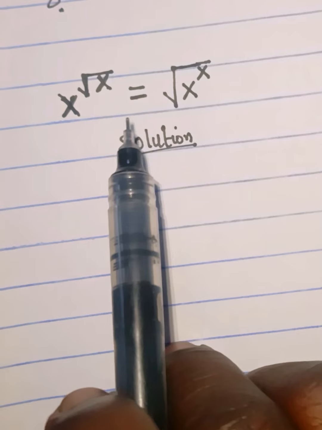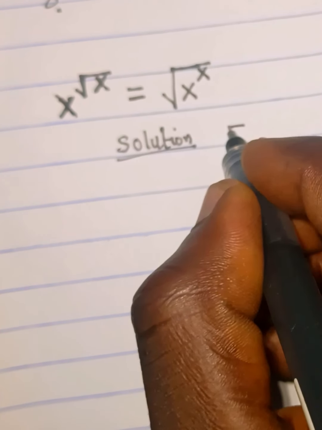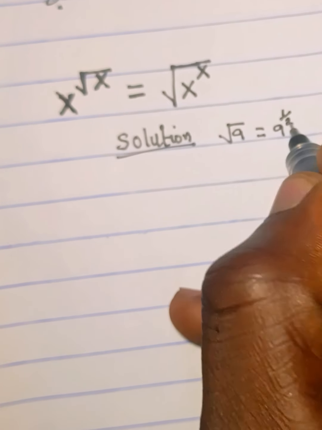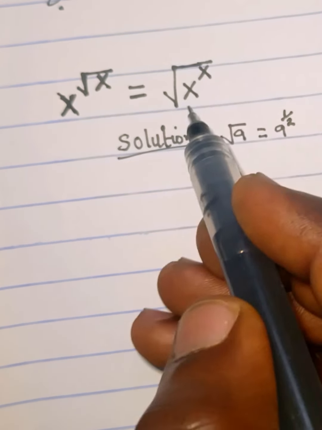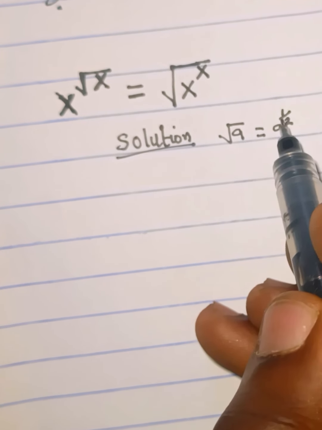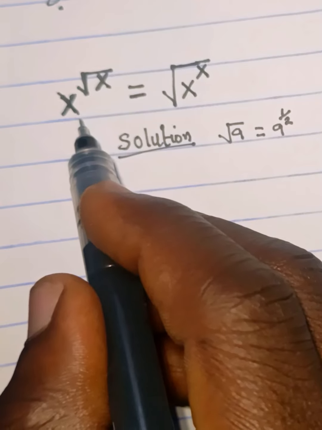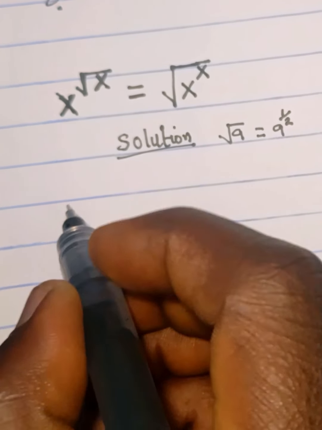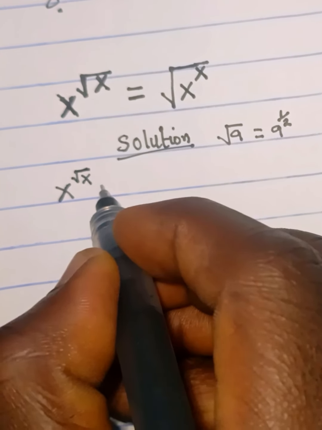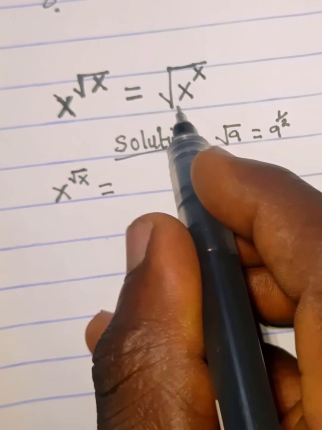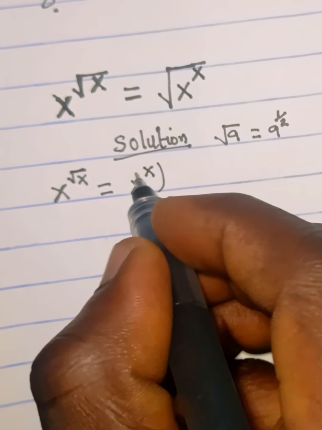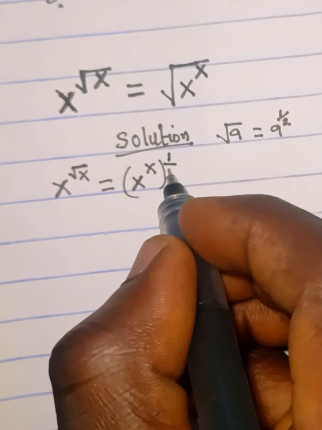To solve this problem, the first thing we need to recall is that when we have square root of a, this is the same as a raised to the power of 1 over 2. So on the right hand side, we can write the square root of x to the power x as x to the power x all raised to the power of 1 over 2. We keep the left hand side as it is first. So on the left hand side we have x raised to the power of square root of x, which is equal to x to the power x, all raised to the power of 1 over 2.